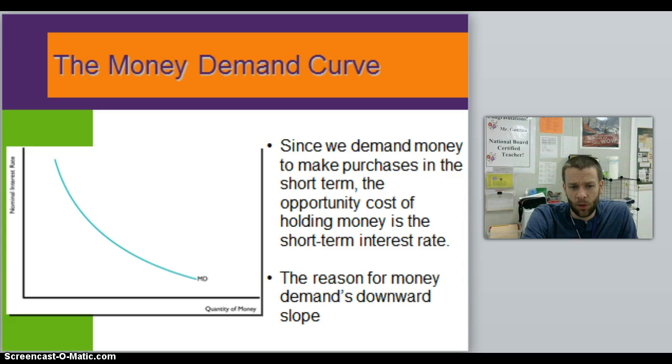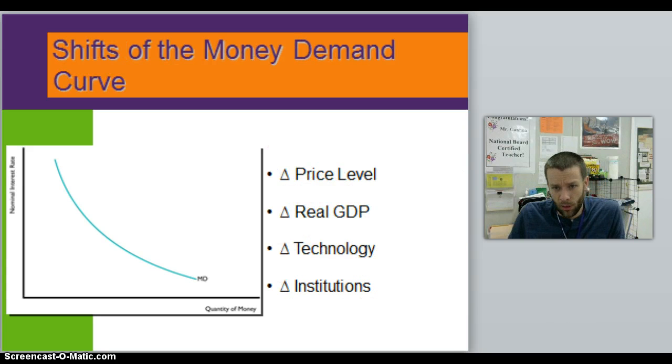Now, just like we've seen with our other curves before, we can shift this curve. We can have shifts of the money demand curve. Anytime there's a change in the aggregate price level, if everything else is equal, higher prices increase the demand for money. So we would see a rightward shift of the money demand curve. Lower prices, right?